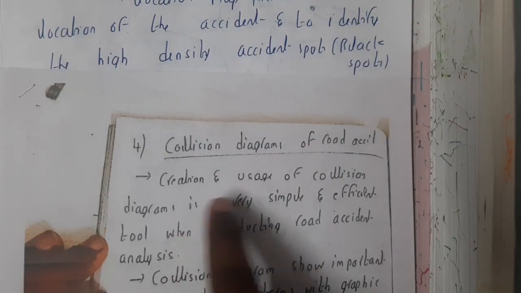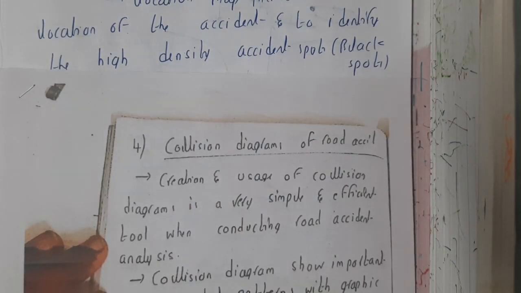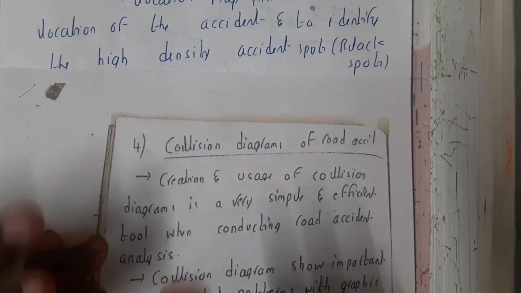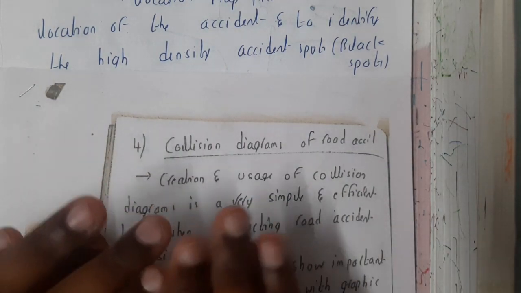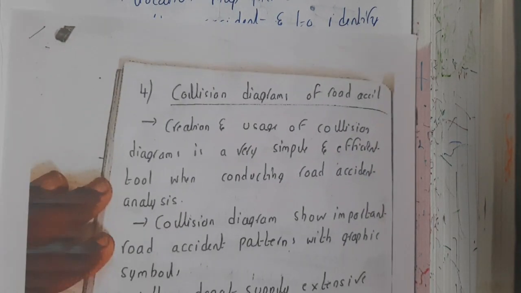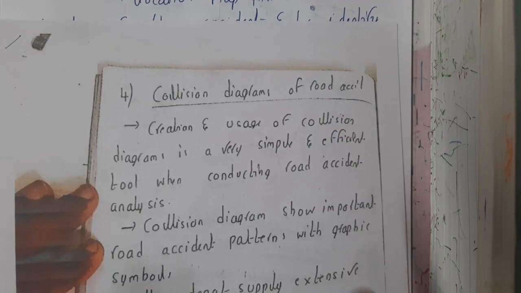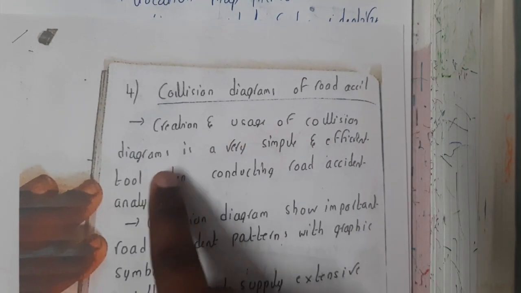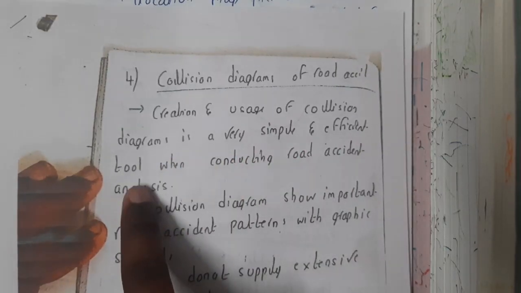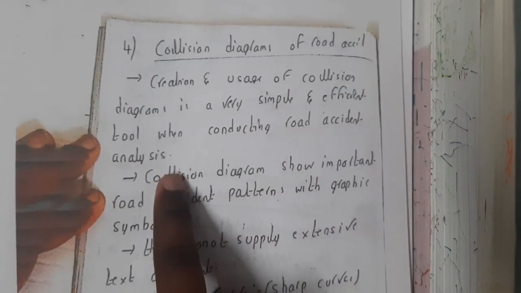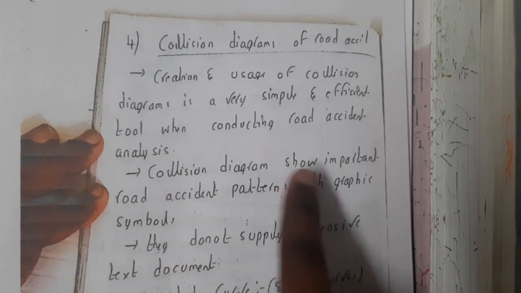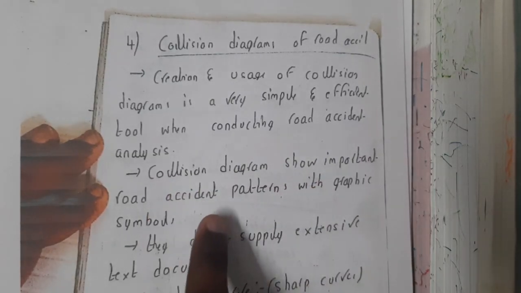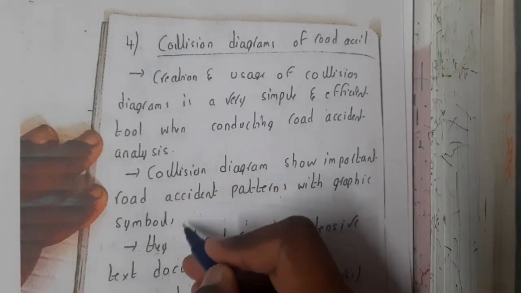A collision diagram is how the collision, the hitting of each other, has occurred. If you draw it in a simple diagram, that is the collision diagram. The creation and usage of a collision diagram is a very simple and efficient tool when conducting road accident analysis. A collision diagram shows the road accident pattern with graphical symbols.